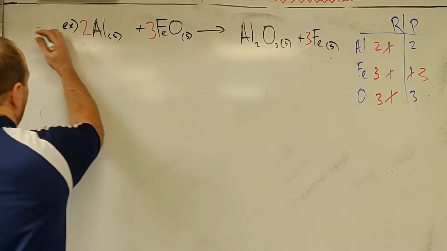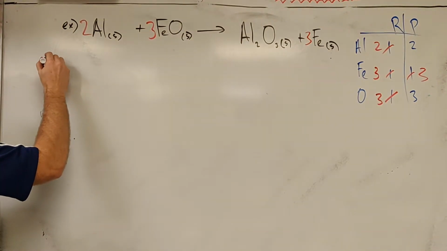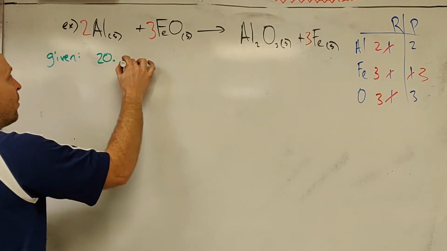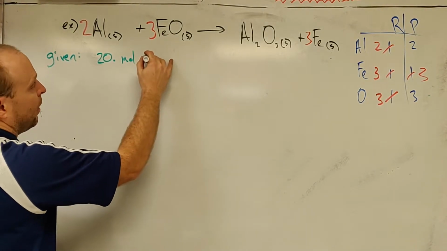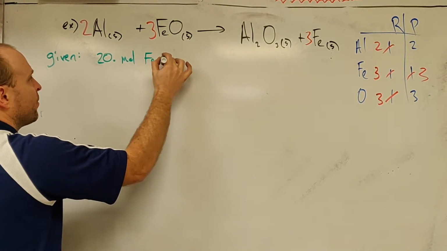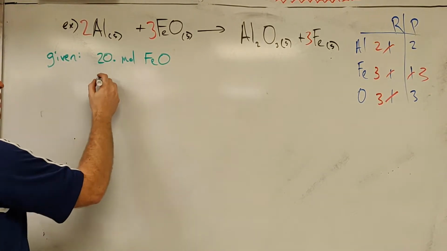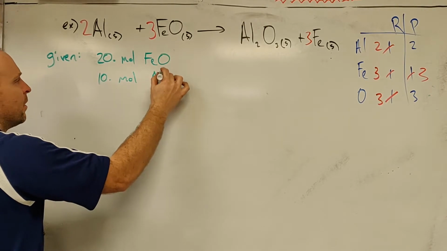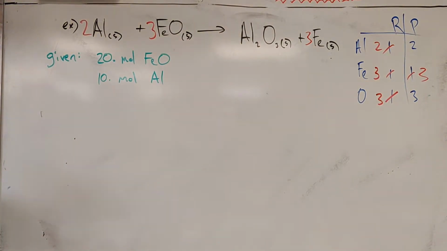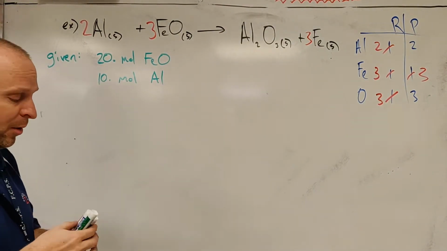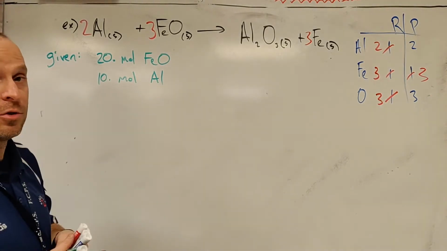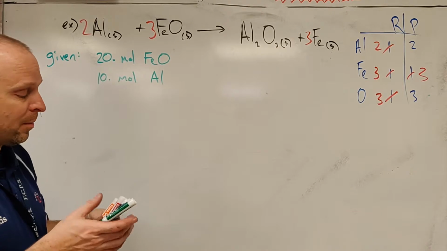So we'll give some starting amounts here. We'll just say given 20 moles of iron 2 oxide, and maybe like 10 moles of aluminum. All right. We want to do the same thing. We want to get a theoretical yield, and that theoretical yield in this case will apply to both products. And we want to get some amount excess.